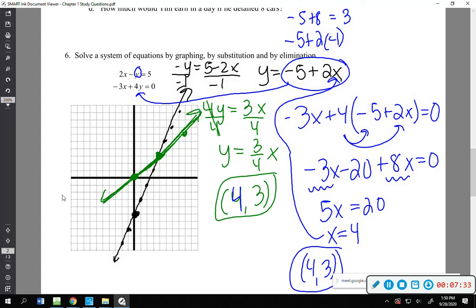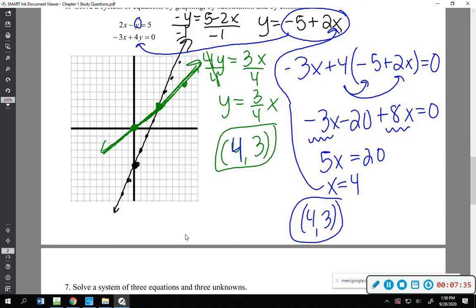And then the last one is elimination. So I'll do that down here. We have 2 and -3 and -1 and 4, so y is definitely going to be easier to eliminate because I only have to multiply one equation. We already have opposite signs, so I'm going to multiply the top equation by 4 so that I have positive 4y and negative 4y. So we have 8x minus 4y equals 20.